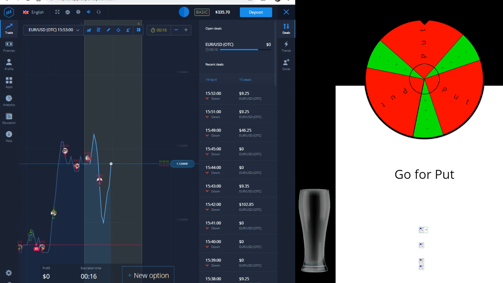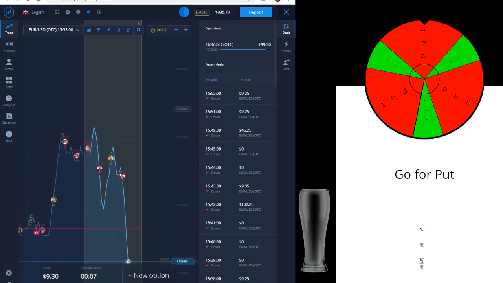It's only a test, but it's with real money, live account. Let's see if I can take this account to $10,000.